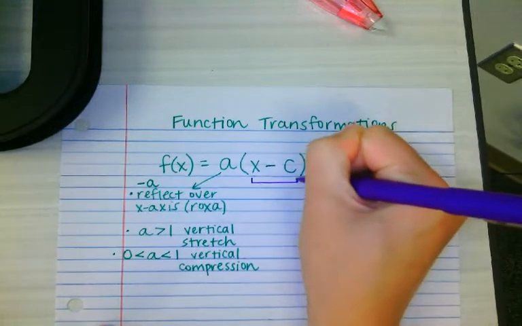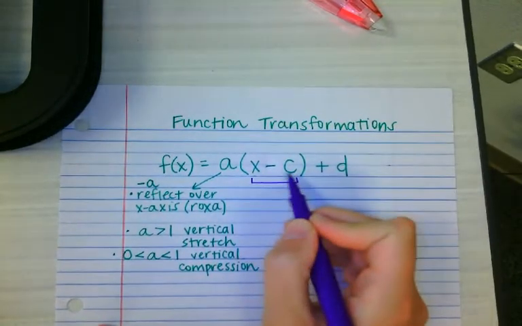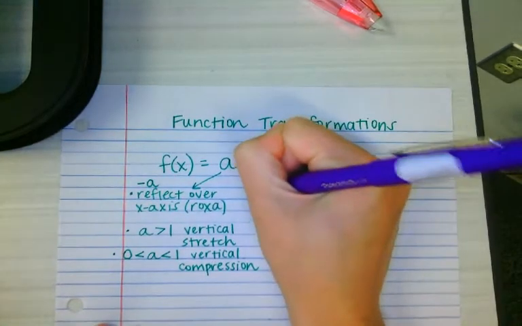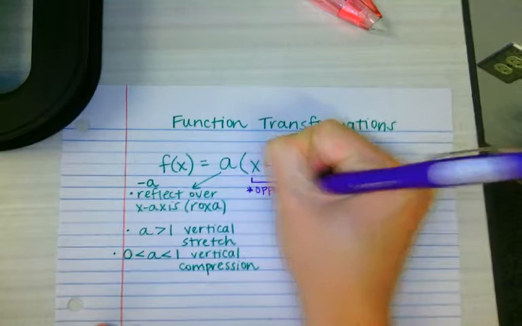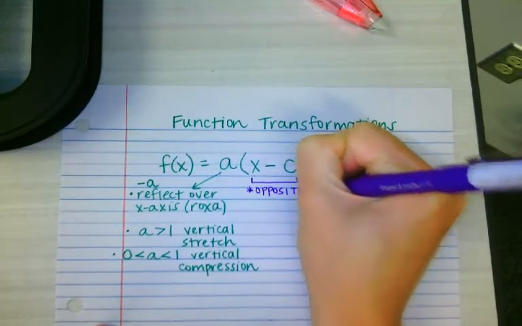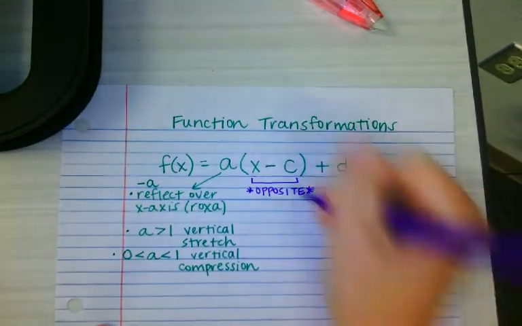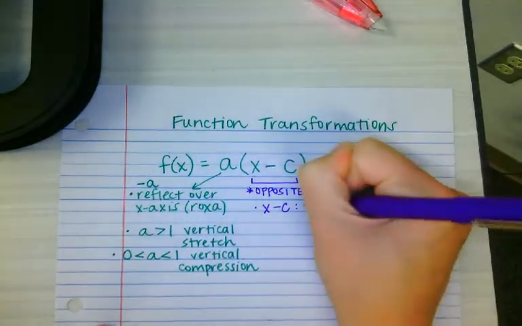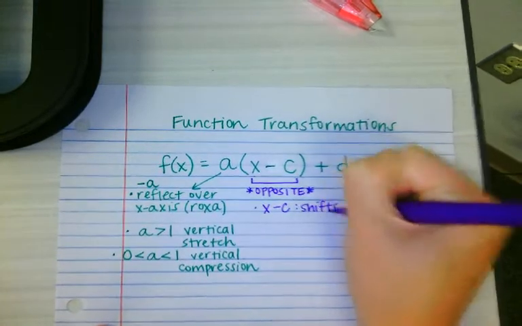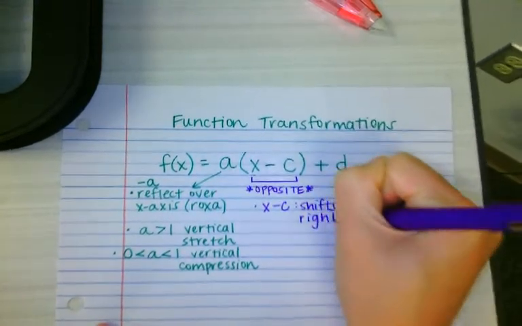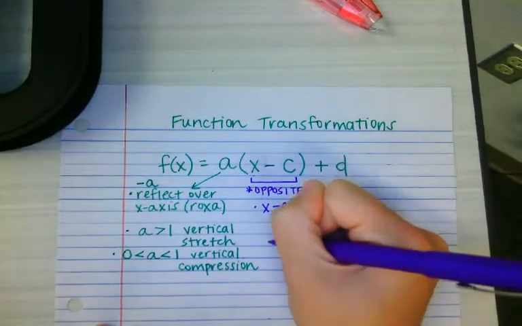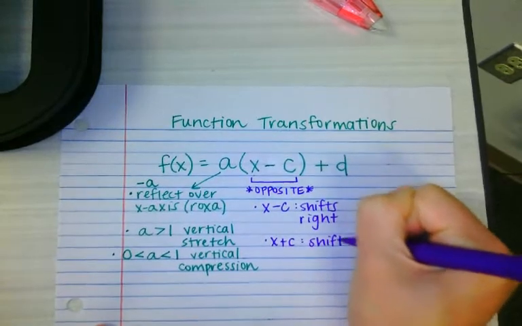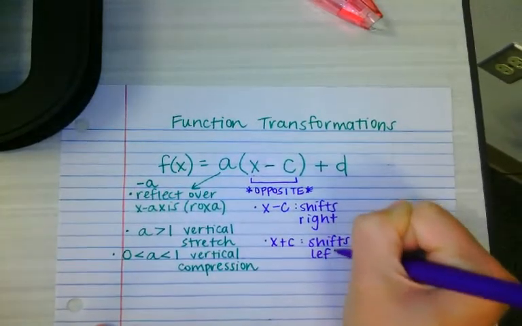Okay, the second thing that we could do is put a number added or subtracted with x in the parentheses. Now, everything with x, I'm hoping you noticed, might have been shifting the opposite way that you would think. So if you saw x minus c, it actually shifts the graph to the right, even though it has a subtraction sign. And x plus c shifted the graph to the left.